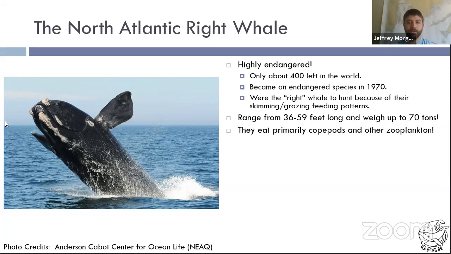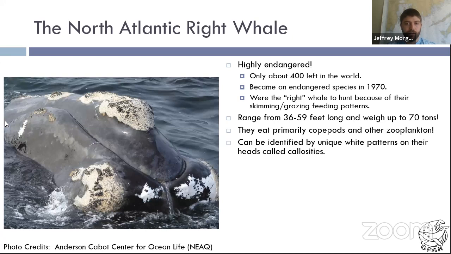These guys are eating primarily copepods and smaller zooplankton. They have about 200 to 270 pairs of baleen on their upper jaw on each side. So they have a lot of really long, fine baleen. Those baleen plates can be up to, I believe it's 8 feet. They're really big.